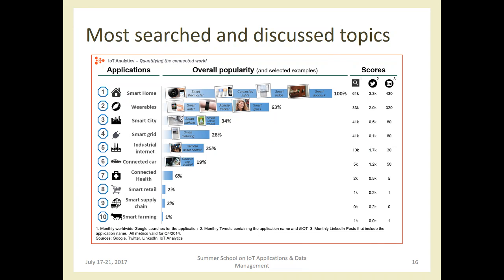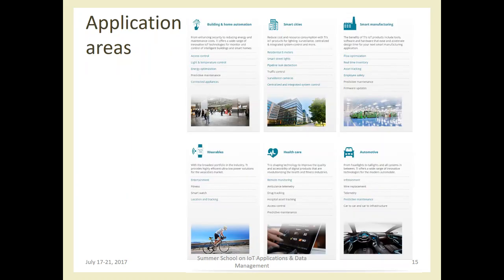Okay. Other charts from the market point of view. So what is IoT for? Here we have some analysis about the topics that have been searched in Google searches and tweets and so on. So mentions in articles, newspapers, search engines and so on about the different topics. In the previous slide we had different areas, but how relevant is any of this?